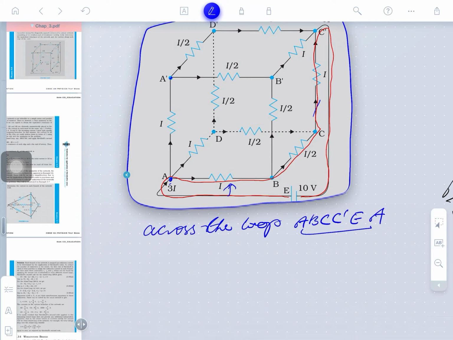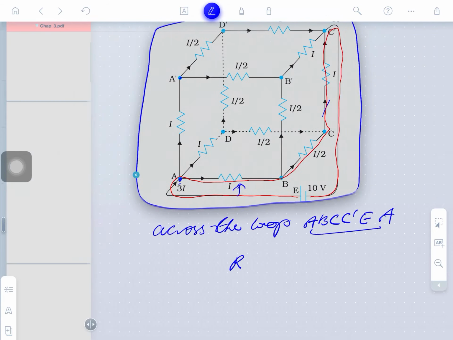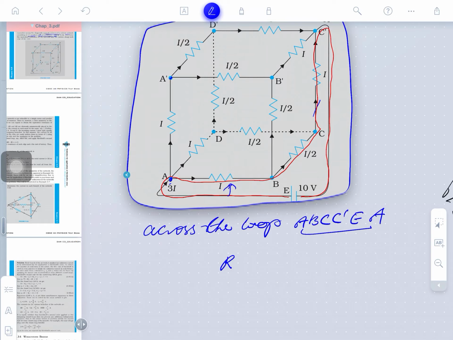What is the resistance? I don't know. Identical resistance, suppose R is given. A 10 volt potential is connected across diagonally opposite corners of a network of 12 resistors, each of 1 ohm. The resistance is each 1 ohm. So R into I, what will it be here? Please tell me.